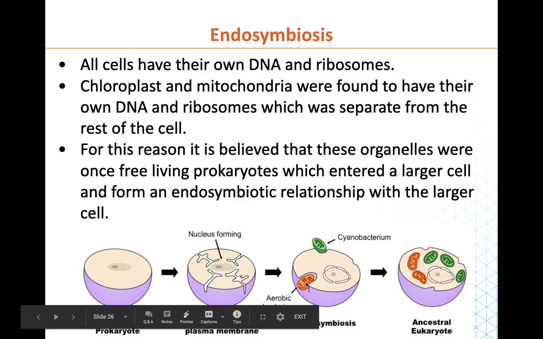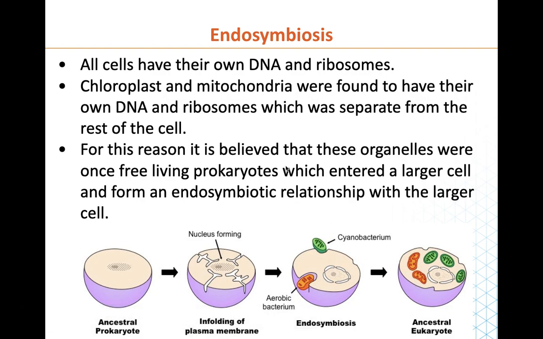So they would provide a lot of different things for this cell, and this cell would provide different things for them. Now, the reason scientists believe that this is true is because if you look inside of a chloroplast or a mitochondria, you'll find that they have their own DNA, which is separate from our DNA. They reproduce in different ways, obviously asexually, and they have their own ribosomes, which means that they can create their own proteins within themselves, right?